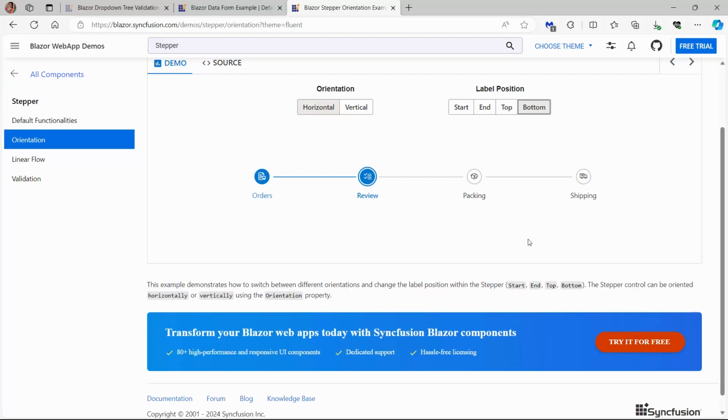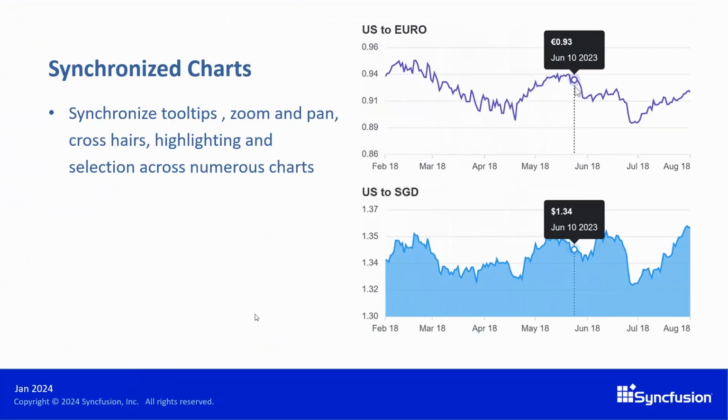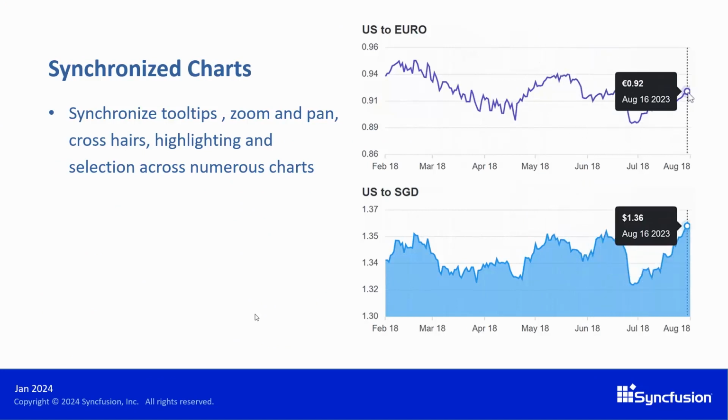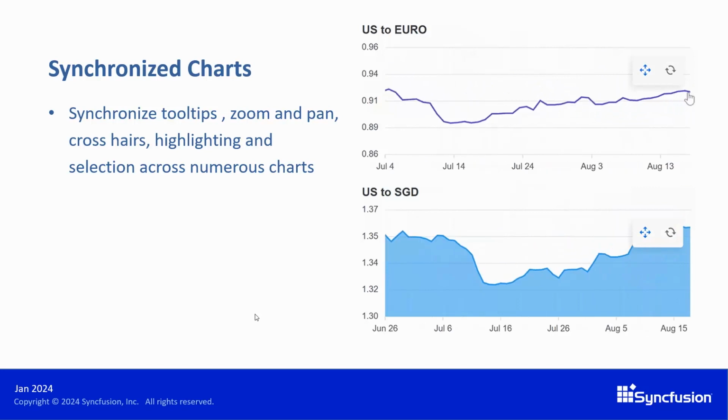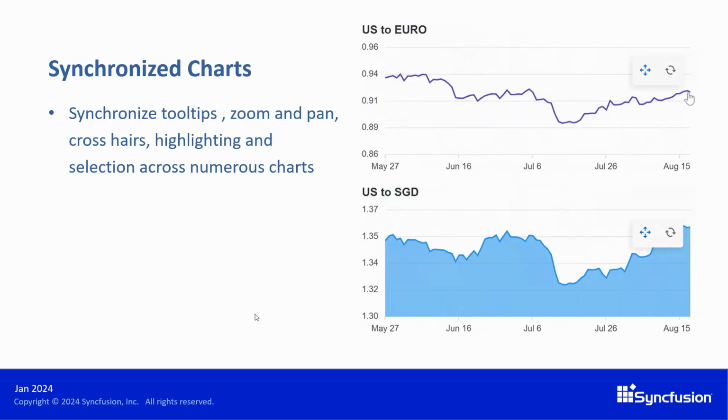Okay, that's all about the new components in Blazor platform. Next, I will show you important updates in other UI components. The first on the list is synchronizing charts. Now we provide support for synchronizing tooltips, crosshairs, highlighting, and selection across numerous charts.